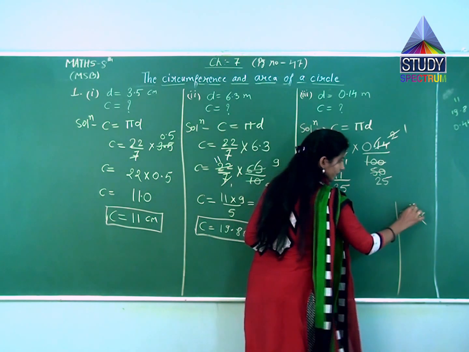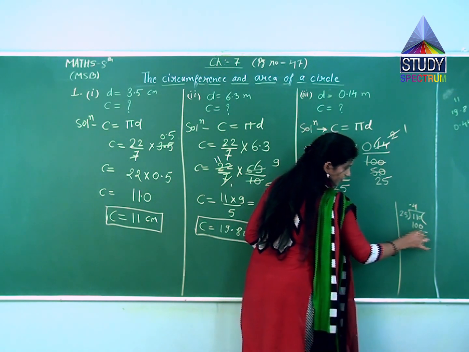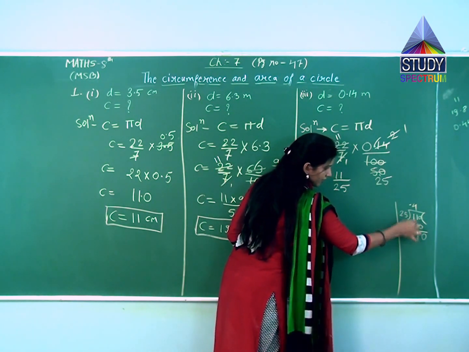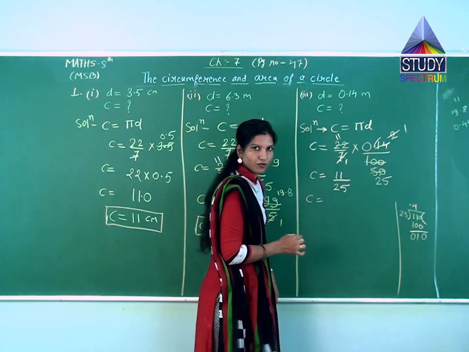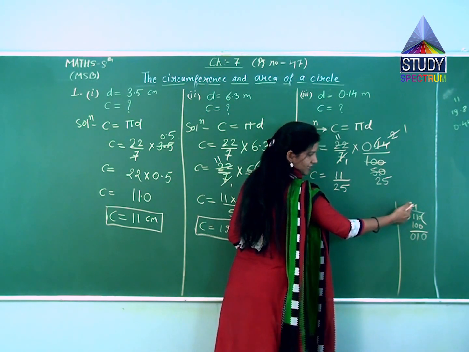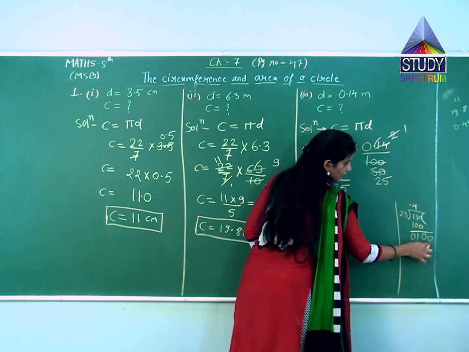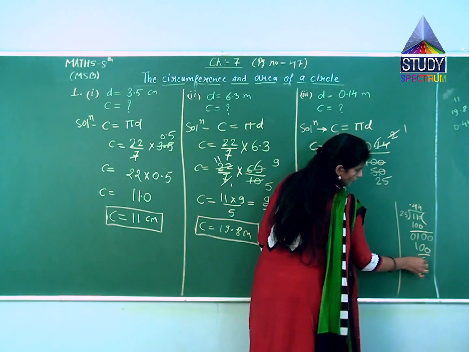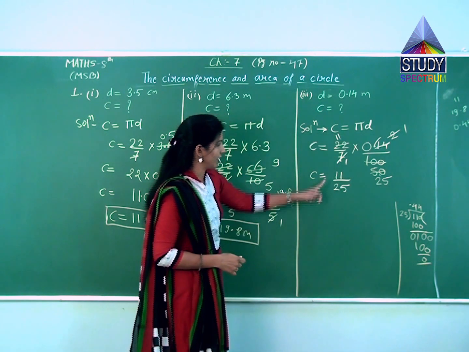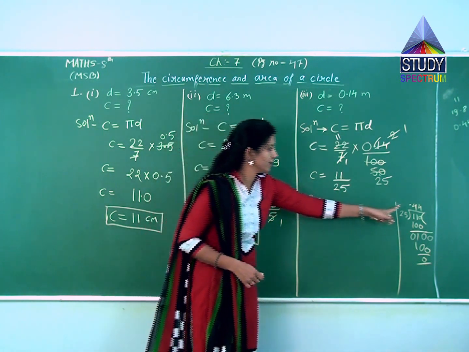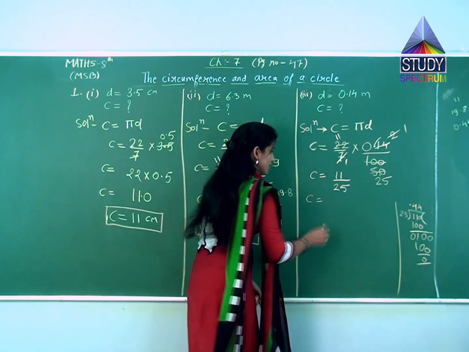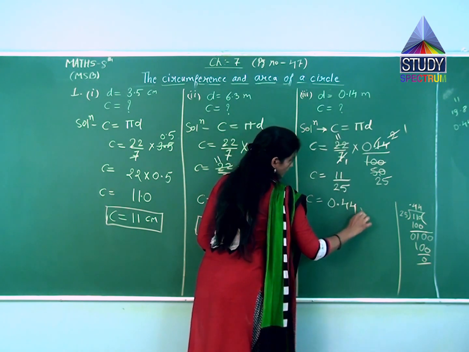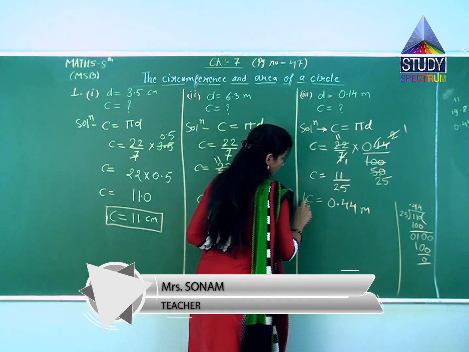So 25 4s are 100. 0 minus 0 is 0, 1 minus 0 is 1 and 1 minus 1 is 0. Again if we place a decimal here, we can place a 0 here and 25 4s are again 100. So our answer for 11 upon 25 will be 0.44, that is 0.44 meters, and this will be our required circumference.